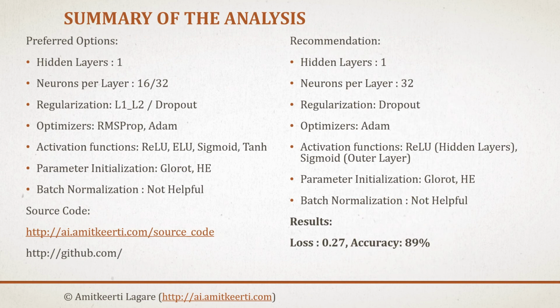Before we end the discussion, let us summarize our findings. The summary is divided into 2 sections. The section on the left provides the preferred options for the different optimizations and tweaks that we have looked at. The section on the right hand side shows the recommended model for the IMDB dataset that aids in classifying the movie reviews. The recommended model generates an accuracy up to 89% with a loss of 0.27 or thereabouts for both the training set and validation set.